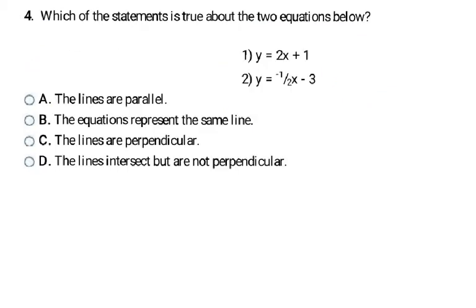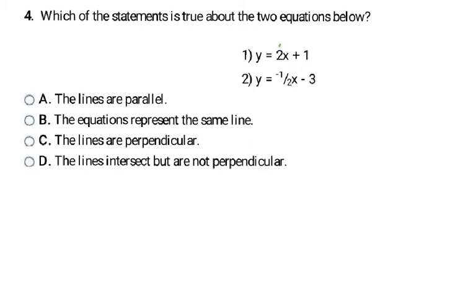This next equation, it says, which of the statements is true about the two equations below? I have the two equations, and if I look at my choices, they're talking about parallel, same line, perpendicular, not perpendicular but intersect. So that means they're looking for that parallel perpendicular special case. So I'm going to want to look at my slopes.